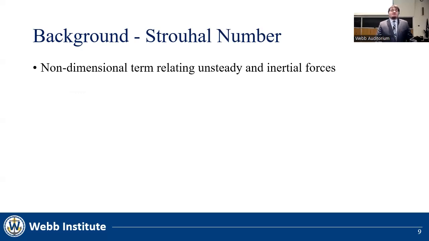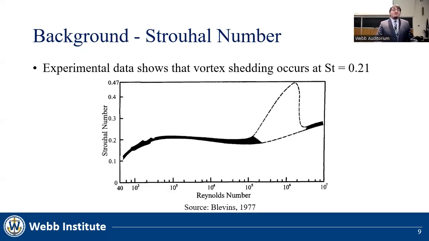Another important aspect is the Strouhal number, which is a non-dimensional term relating the unsteady and inertial forces of the body, and it is given by this equation, where Fv is the frequency of vortex shedding, L is the chord length of the foil, and U is the relative speed. Experimental data has shown that vortex shedding occurs at a small range of Strouhal numbers centered around 0.21.